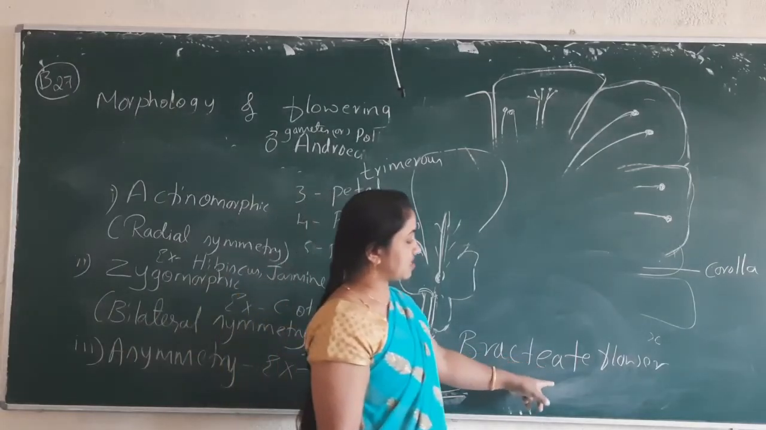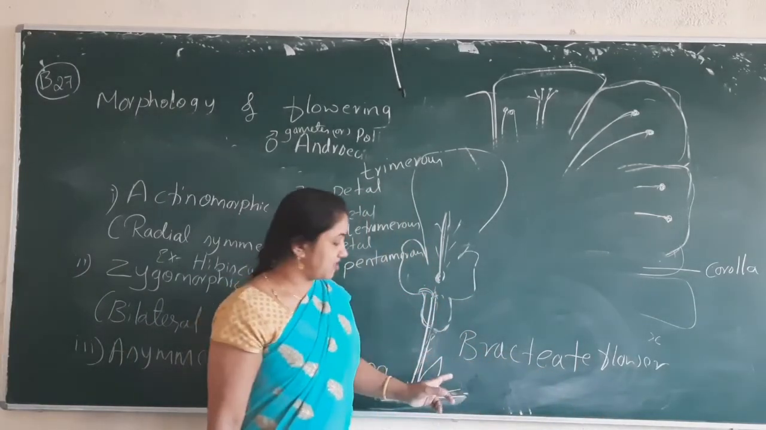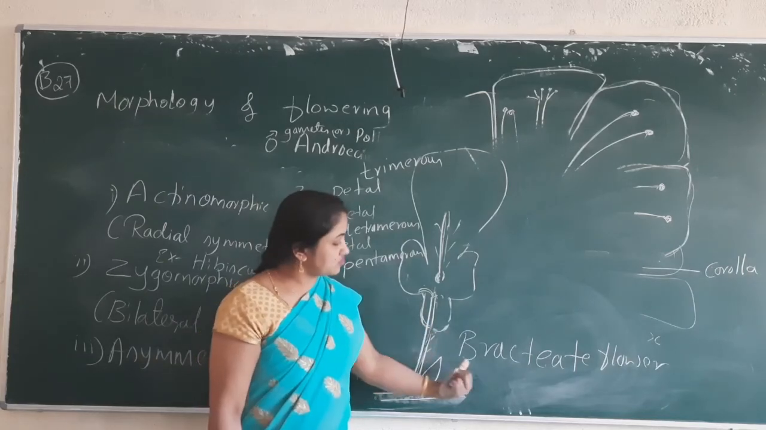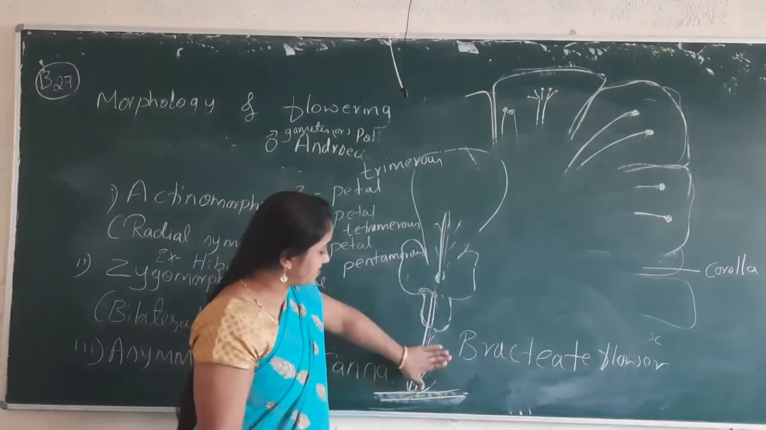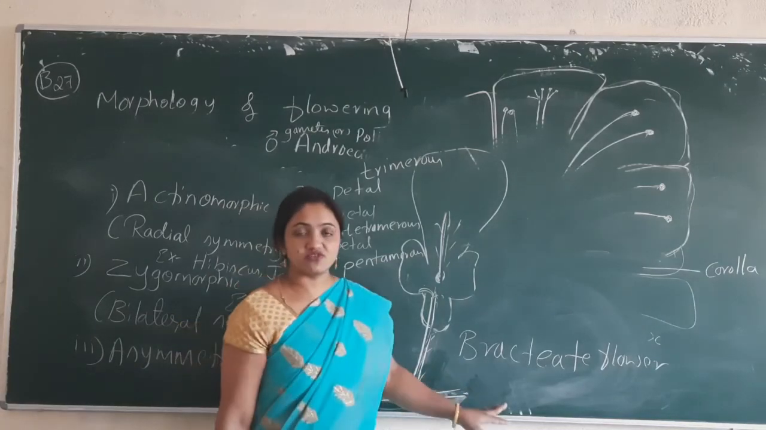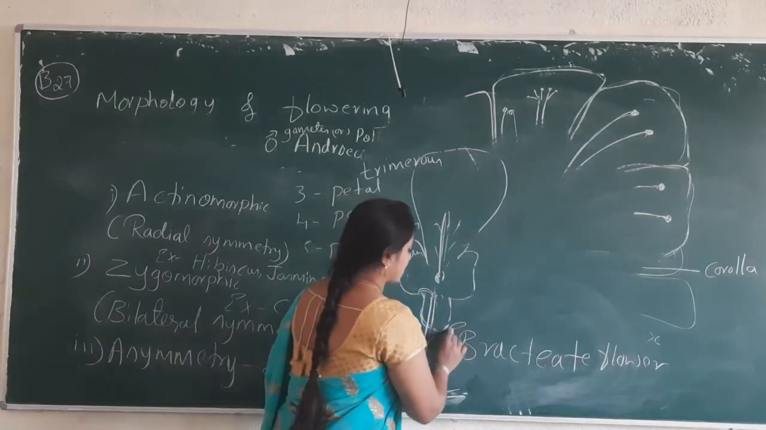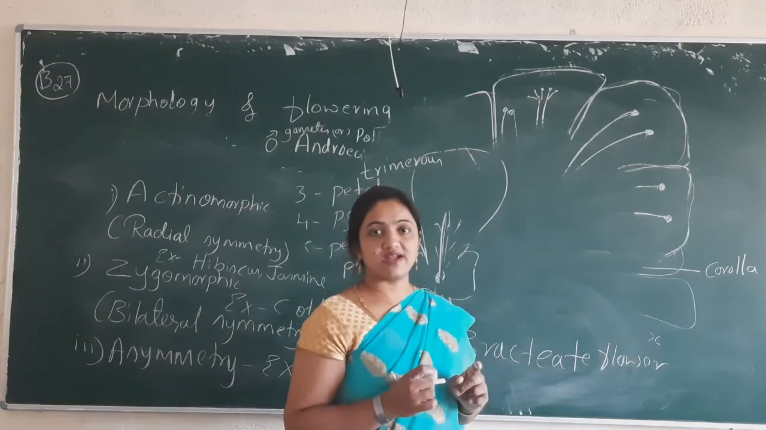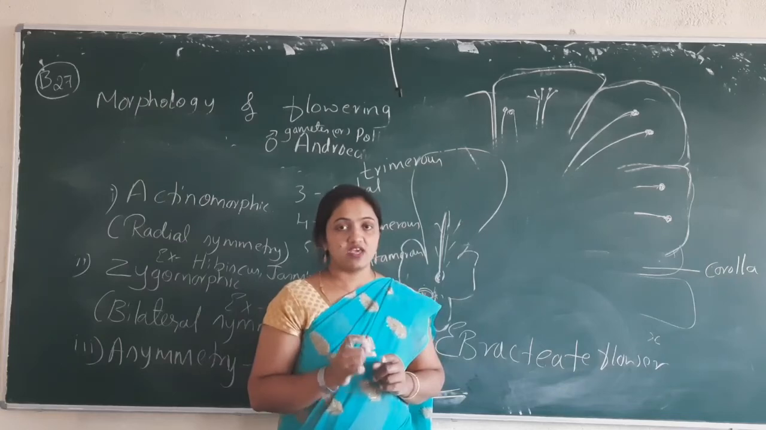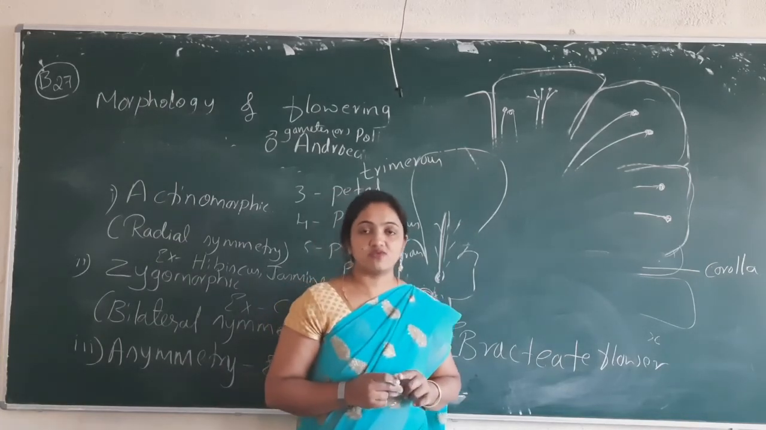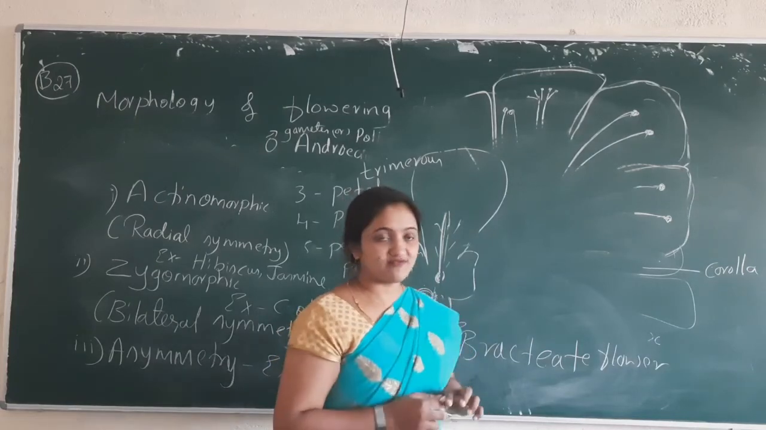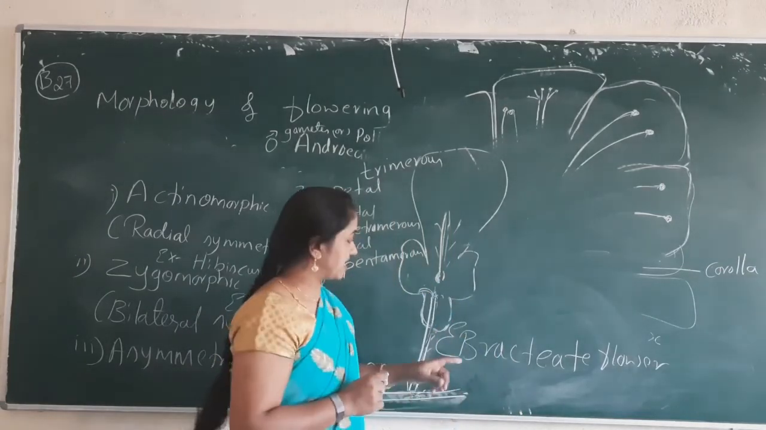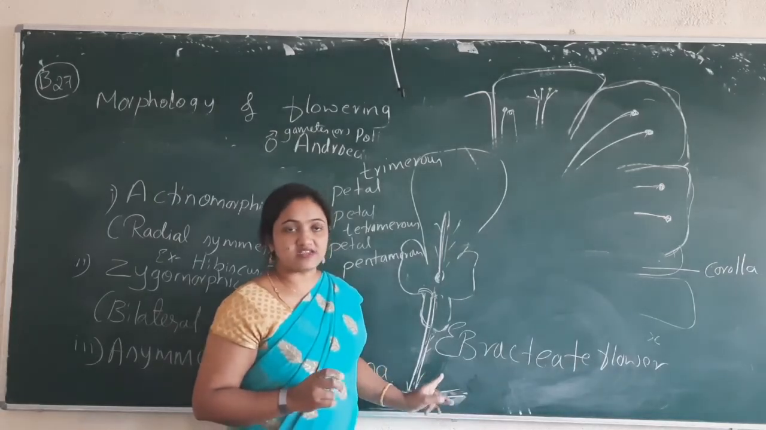Under which condition is it known as a bracteate flower? If a reduced leaf, or bract, is present at the base of the flower, it is known as a bracteate flower. If the bract is absent in a flower, that type of flower is known as an ebracteate flower. If the bract is absent, you can call that flower ebracteate. If the bract is present, you can call it a bracteate flower. Bract, don't consider the sign of maths. Bract means a reduced leaf.